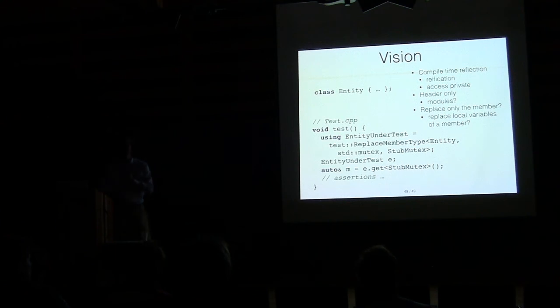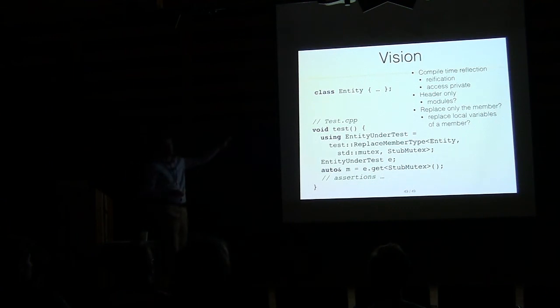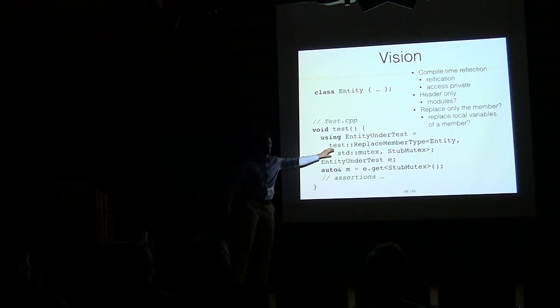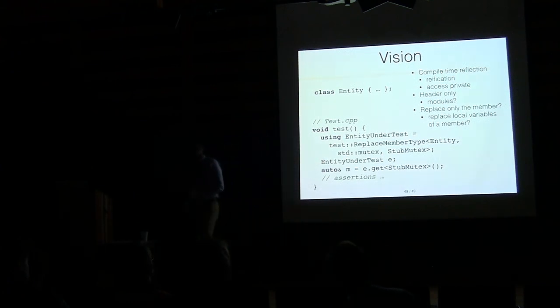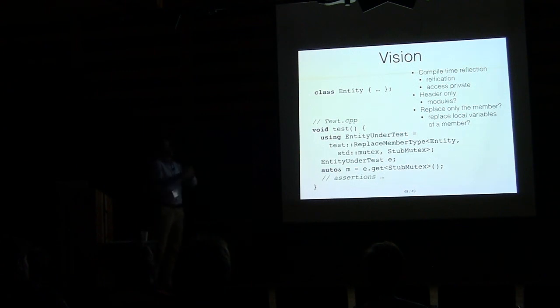There are some open questions regarding this vision. For example, imagine if you have a member function with a std mutex as a local variable. Would we want to replace that as well, or just the member type? So this could be some sort of a part of a policy or something like that.